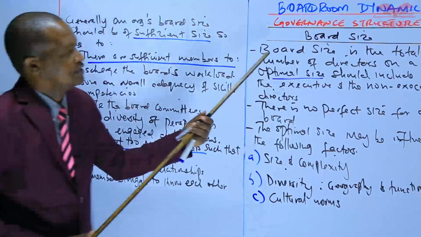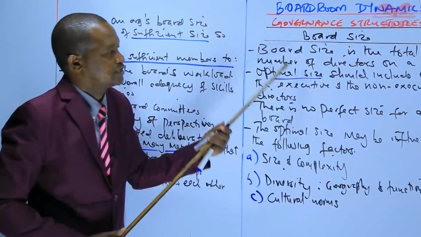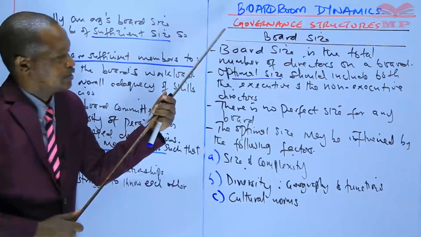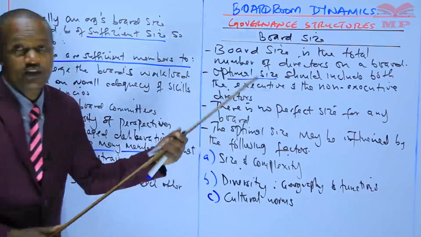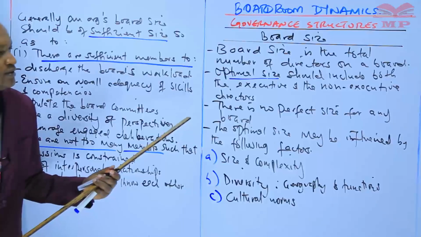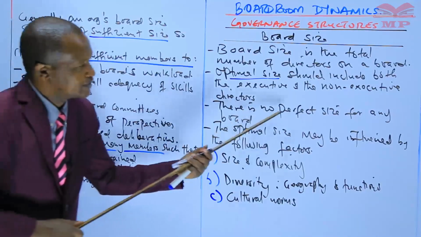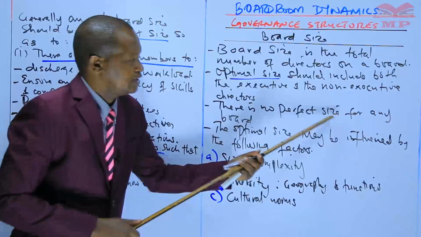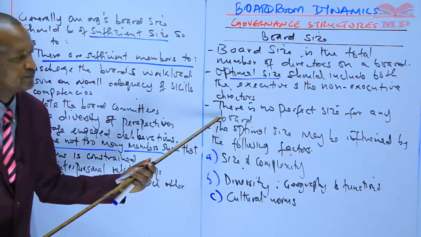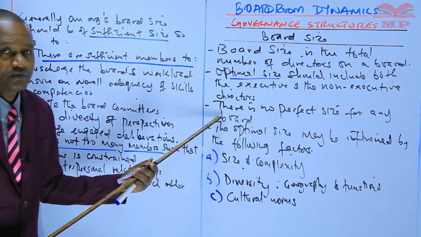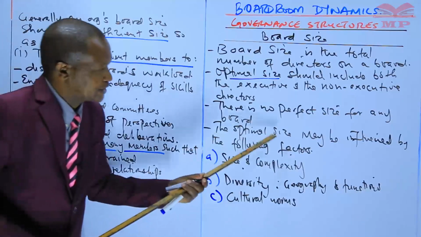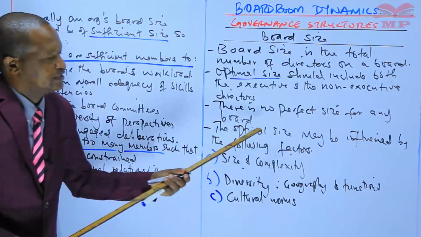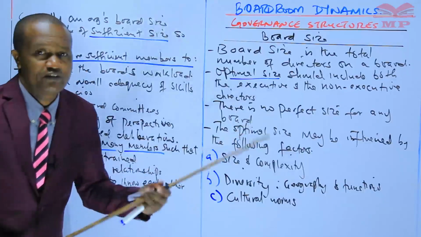We started by stating that a board size is the total number of directors who sit on a board. I've stated that an optimal size should include both executive and non-executive directors. I also said that there is no perfect size. There is no perfect board size for any board. But there ought to be an optimal size. An optimal size is a size of a board that enables the board to function effectively.